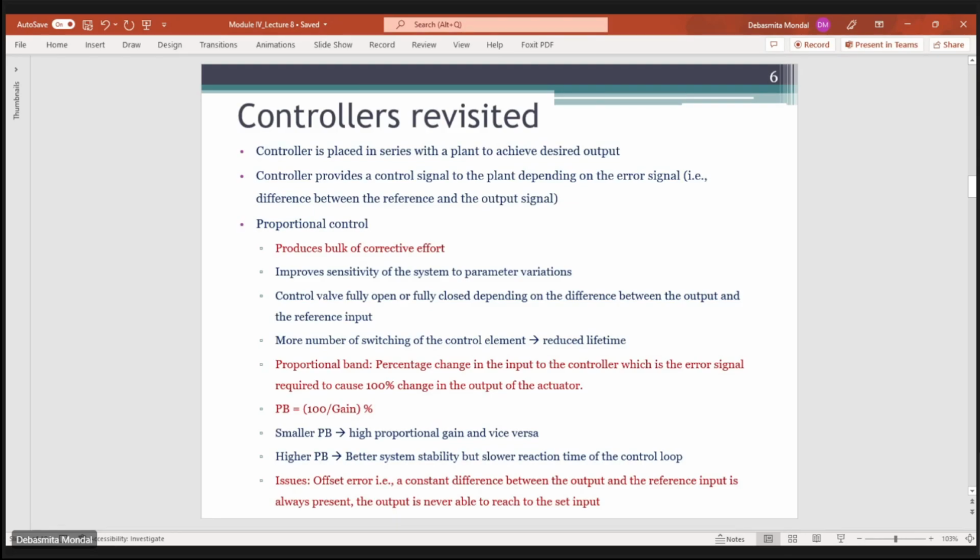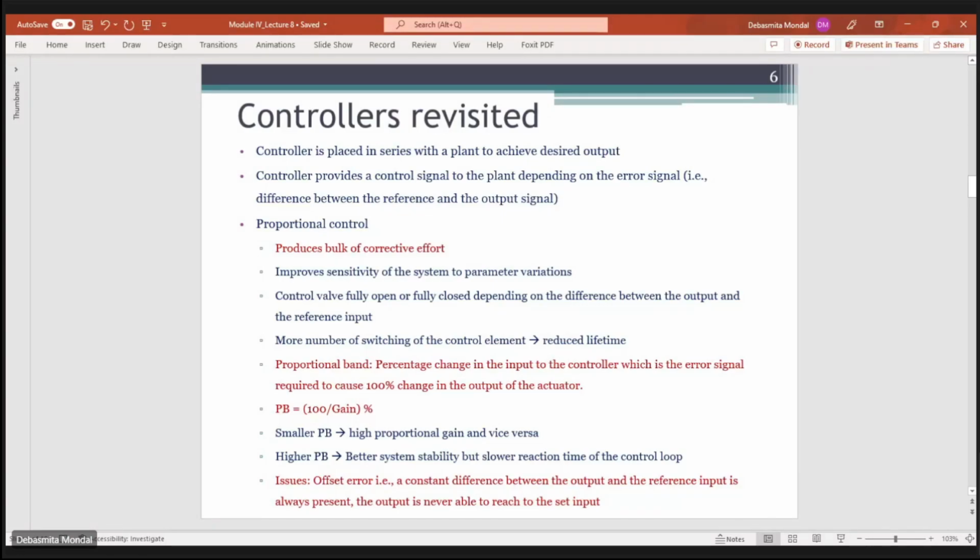So controllers, as we have already discussed earlier in our lectures, a controller is basically something which is placed in series with a plant, and the main purpose of the controller is that it helps the overall system achieve a desired output. Okay, so there are three main components whenever you have a control system. One will be the plant, obviously. The second would be the feedback mechanism, or the feedback sensor, and the third one is the controller, which is provided in series with the plant and before the plant.